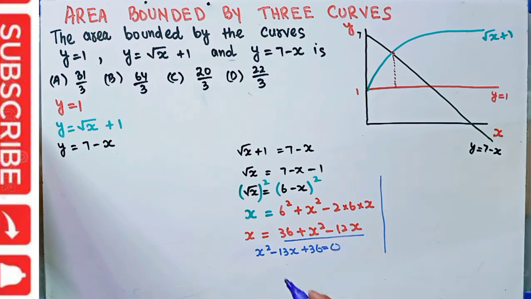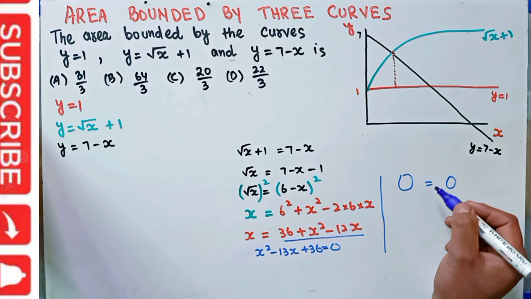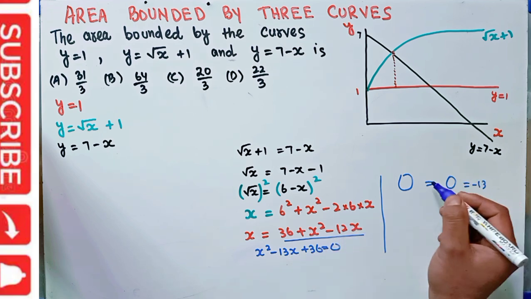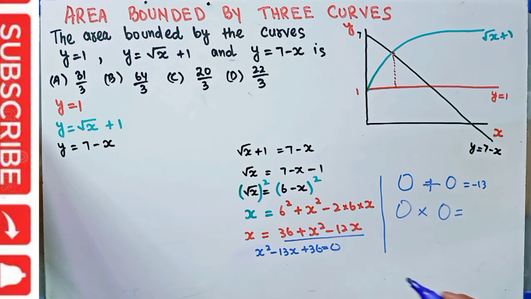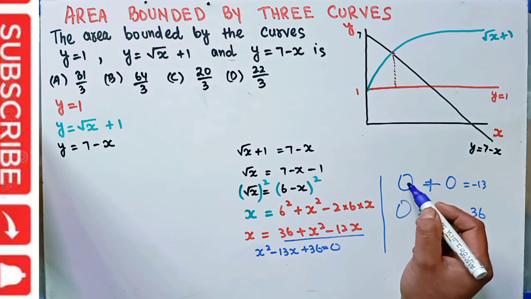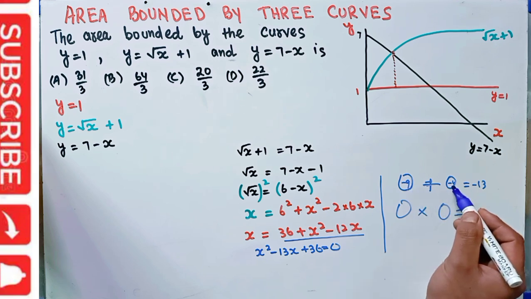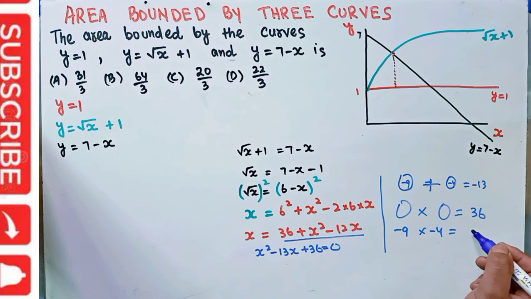We can solve this quadratic equation by splitting the middle term. The sum of two numbers should be equal to the coefficient of the middle term, which is minus 13, and the product of the same two numbers should be equal to the constant term 36. We can guess here. If I write minus 9 and minus 4, minus 9 and minus 4 is minus 13, and minus 9 into minus 4 is plus 36.